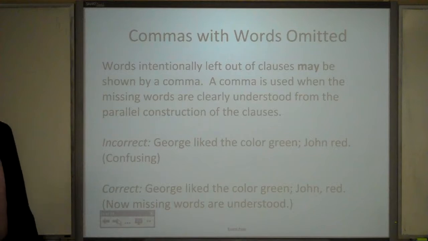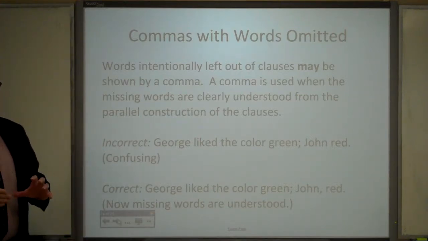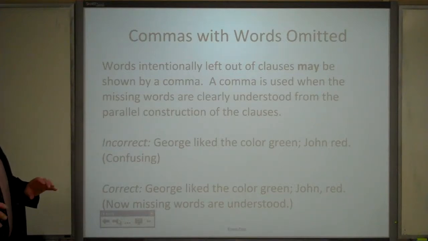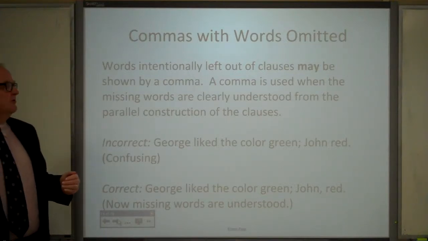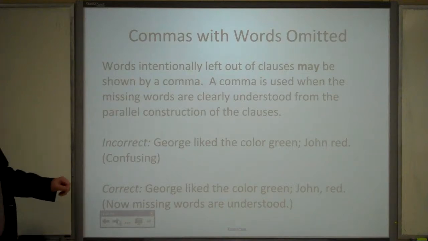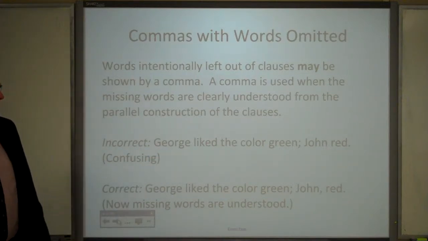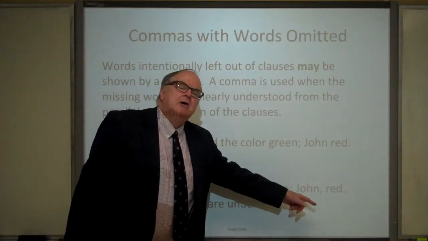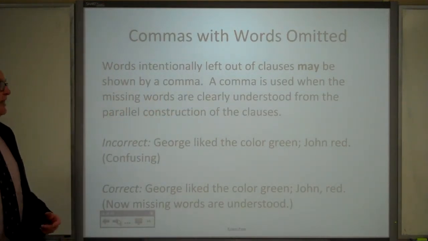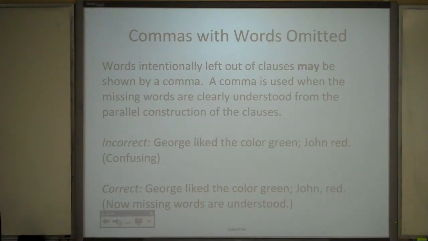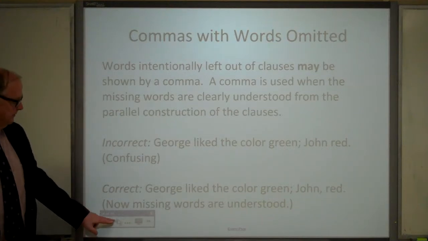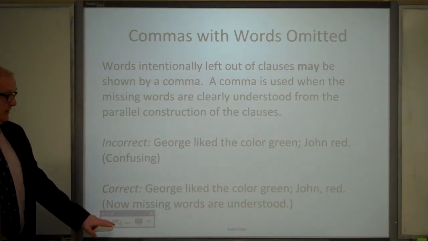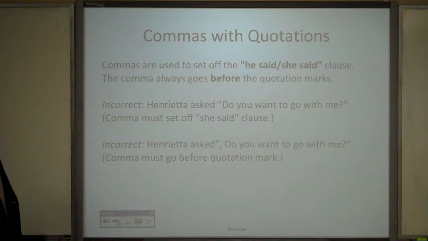Okay, words intentionally left out of clauses may be shown by a comma. That's particularly if there's some kind of parallel construction and the missing words are clearly understood. So, George liked the color green, John red. Okay, in that case, you would have a comma after John. We understand we're saying John liked the color red. But we understand there would be missing words there. Not real common, but it is used on occasion.